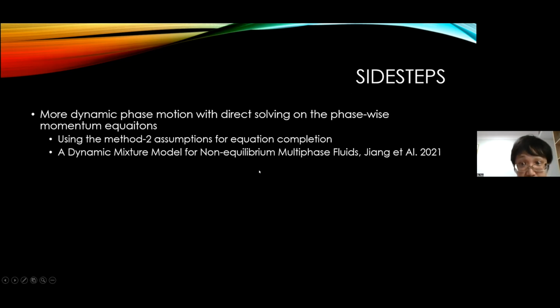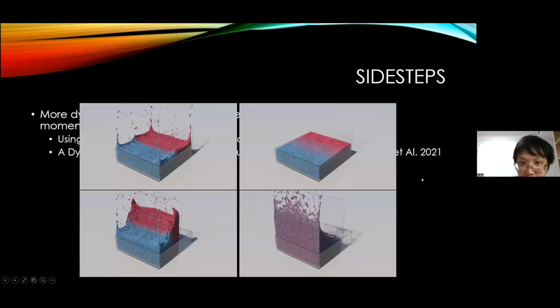He goes back to the fundamental full models and, with the assumptions of his method 2, proposed a direct solver to give more rigorous results of the fixed mixing effect.